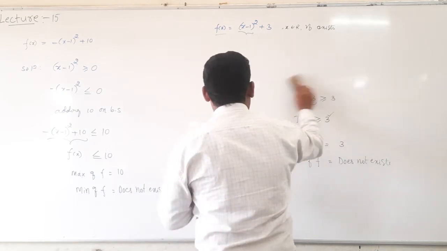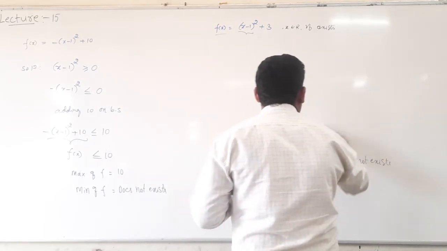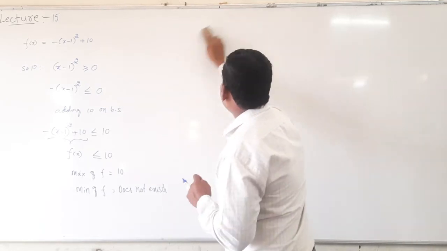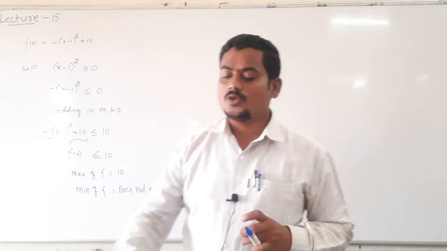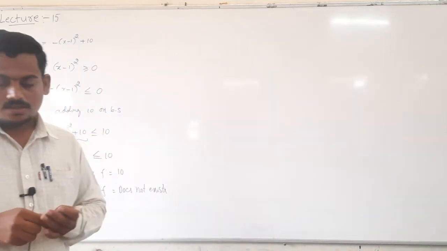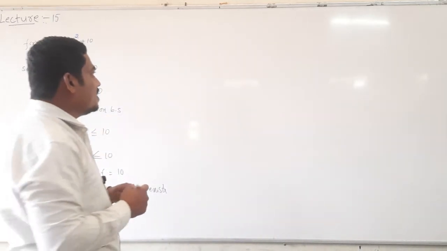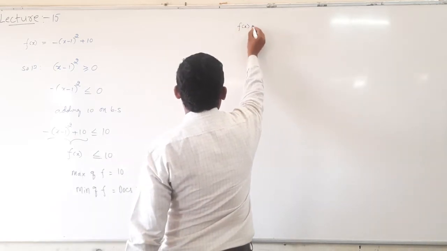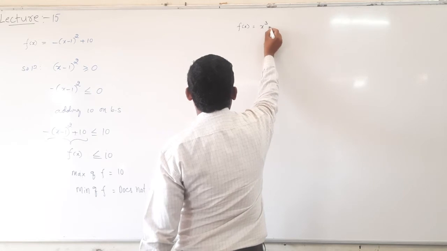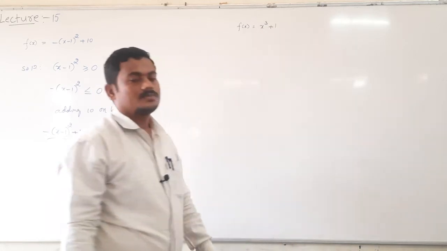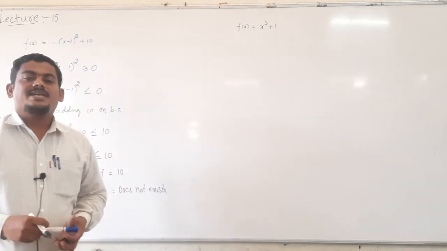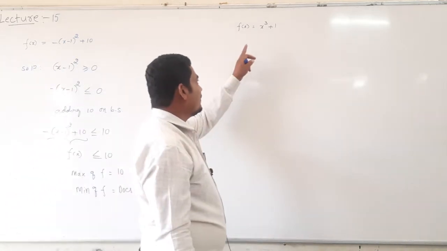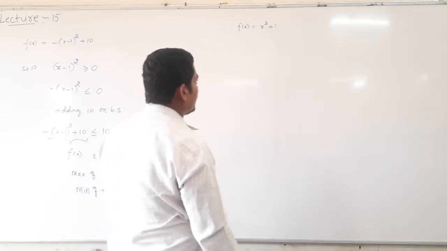Next, find the maximum and minimum values for the function. Find the maximum and minimum values for the function f of x equal to x cube plus 1.